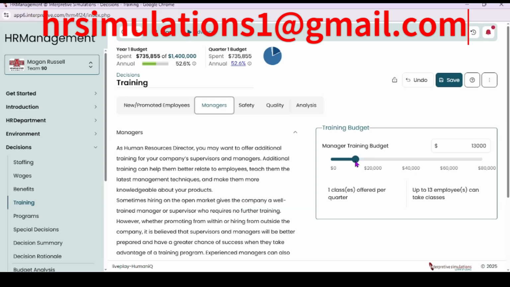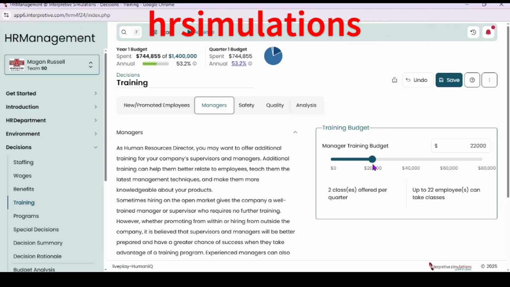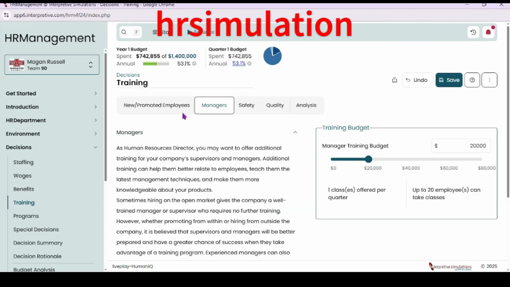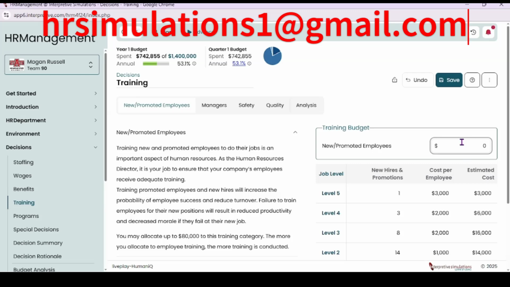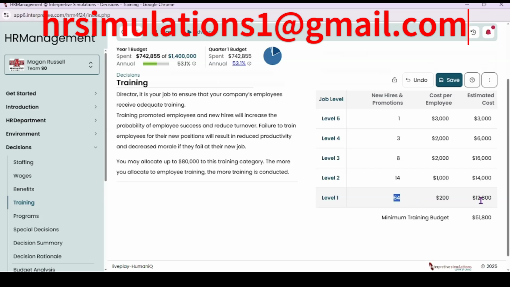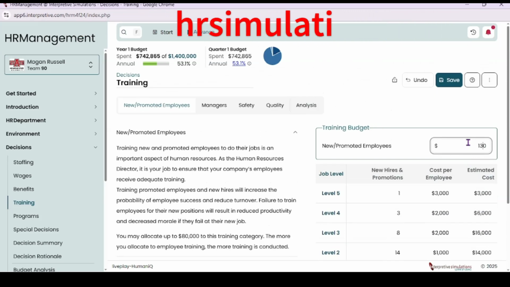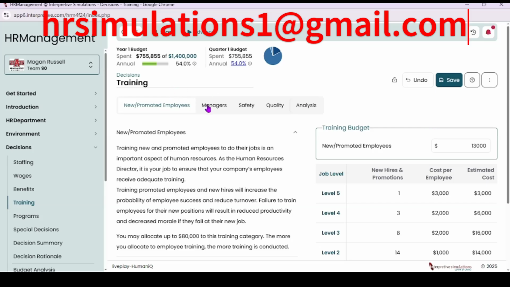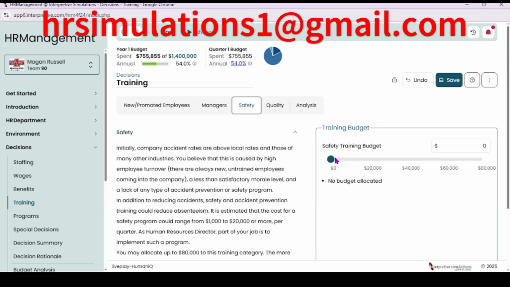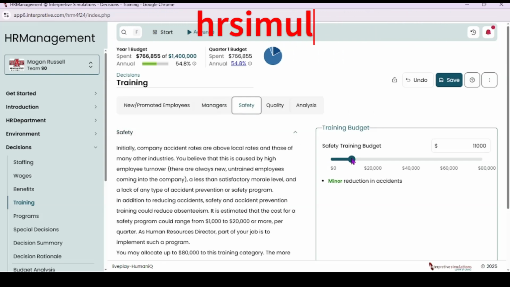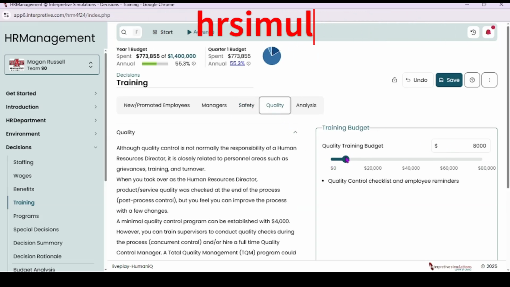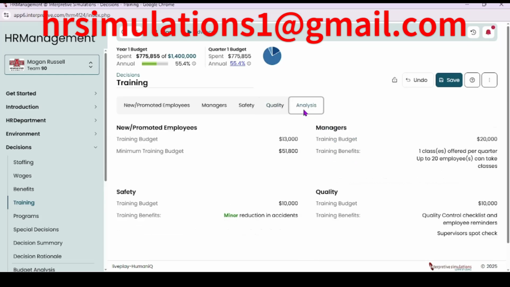The managers, I can just give it, let's say, 20,000 for the training budget. For the new employees, because we have 64 new employees, so 12,800, so I can just give it 13,000. For managers, okay, I can give it 20,000. For safety, let me just disperse for safety, let's say around 10,000. It's here, the 10,000. For quality, also I can just invest 10,000. Then we can see the analysis.